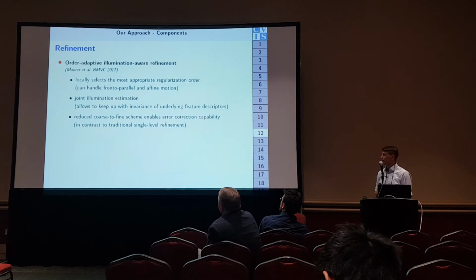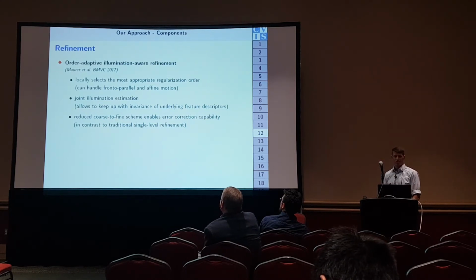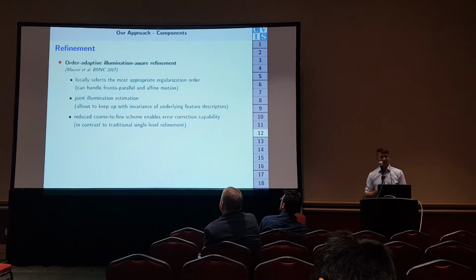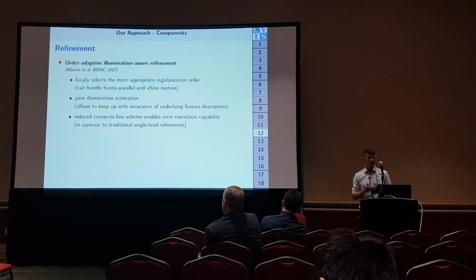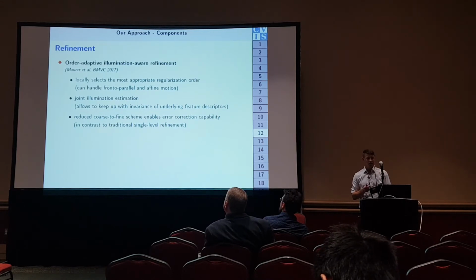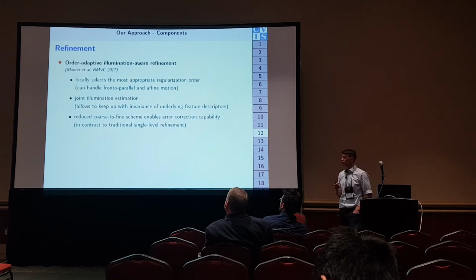Here are still some small details on the refinement. It basically locally selects the most appropriate regularization order. So it can not only handle frontal parallel motion, but also affine motion. And in addition to the flow, it also estimates illumination changes. This allows the refinement step to keep up with the invariance of the underlying feature descriptors, which may be employed in the preceding matching step. Another difference to traditional single level refinement schemes is that we still apply a reduced coarse to fine scheme, which enables the refinement with some sort of error correction capability.